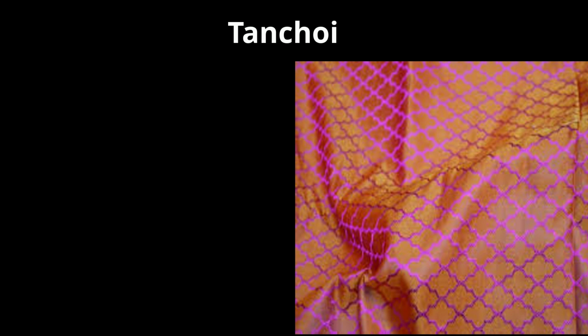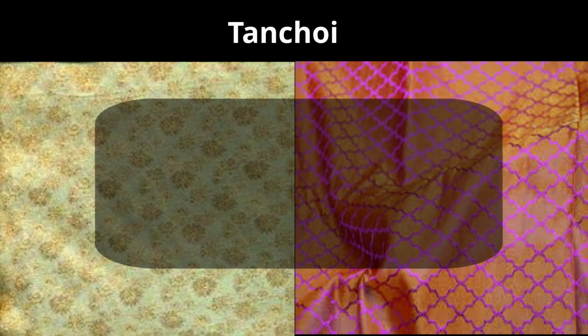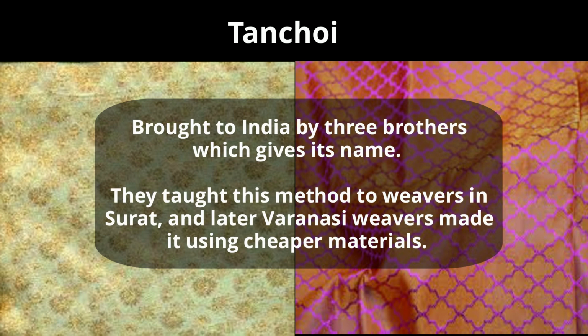Tanchoi is also from the state of Gujarat. Tanchoi work made of gold and silk was brought to India by three brothers. This is what gives it its name: Tan meaning three and Choi meaning brothers. These brothers first introduced this craft to weavers in Surat, and later weavers from Varanasi were able to further develop this technique to make it more affordable to the public.